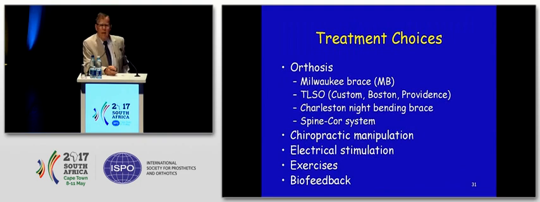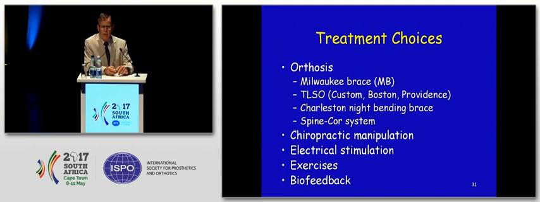So we really have a lot of choices. We could use Milwaukee brace, the CTLSO. We could use TLSOs, and they come in many different designs, often their names based on the city in which they were developed. There's the Charleston night bending brace, which has been shown to be effective in certain curves. And there is the SpineCor system.